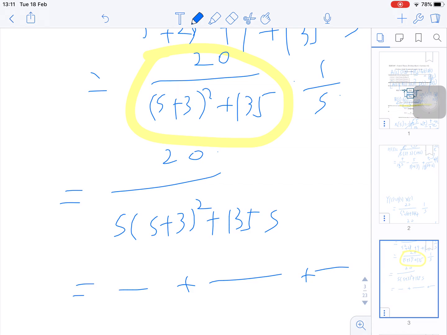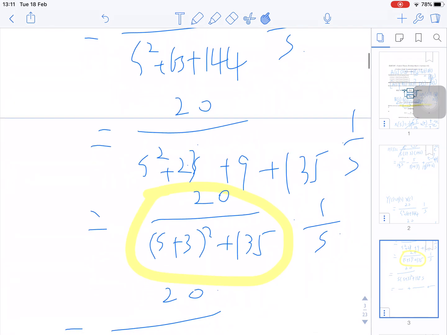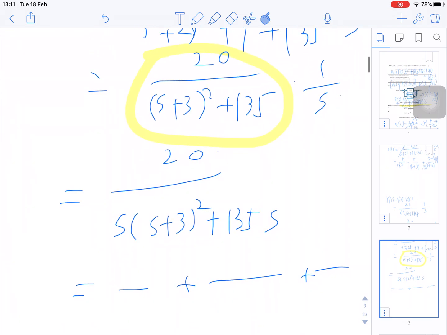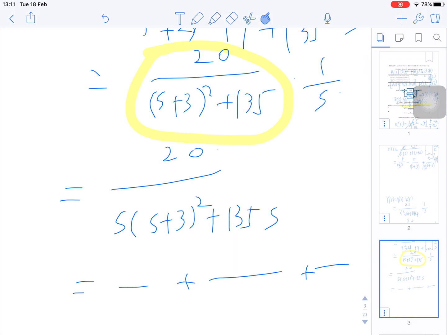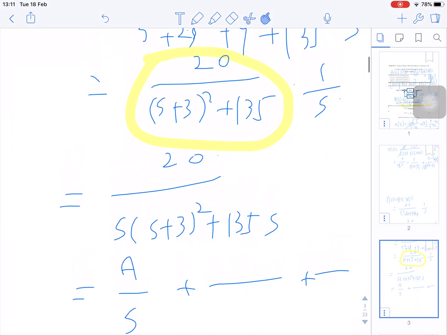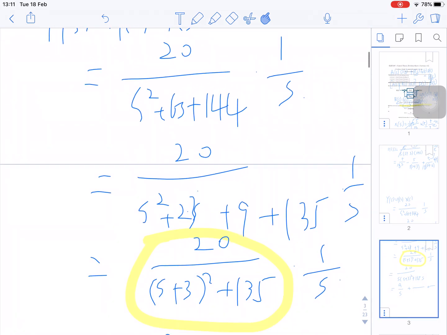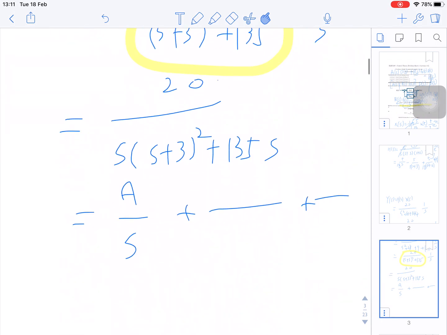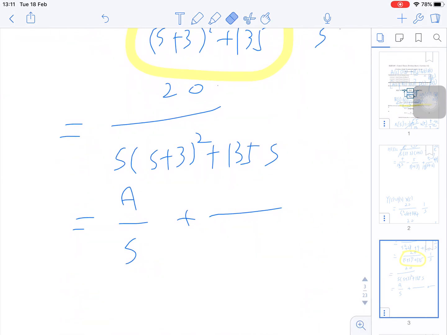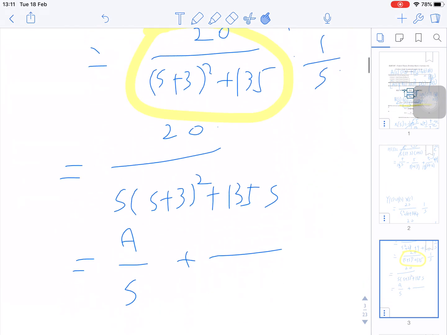It's something like, I see. So what we finally are going to have is A over s and something with s squared plus 6s plus 144. It's something like that. s squared plus 6s plus 144.